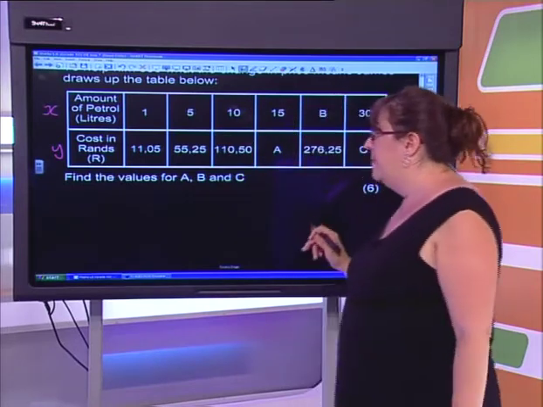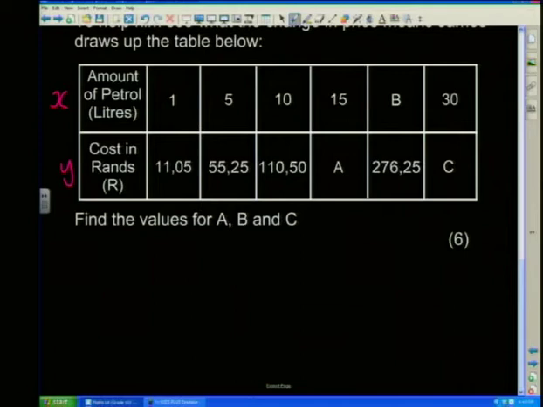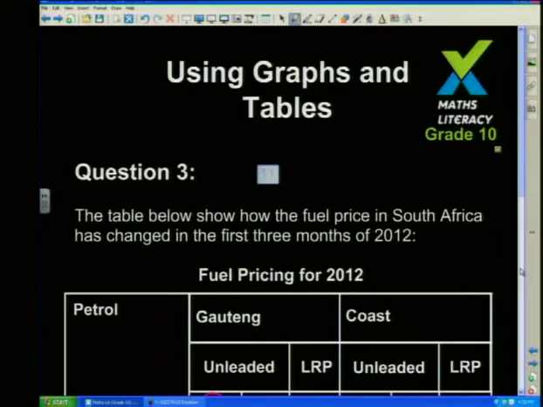Find the values of A, B, and C. Now what's important is for us to understand what this means. My number of litres of petrol is increasing at a constant rate, because it's increasing at the rate of how much it costs for petrol per litre. And then I've got my cost also increasing. So I've got a direct proportion.